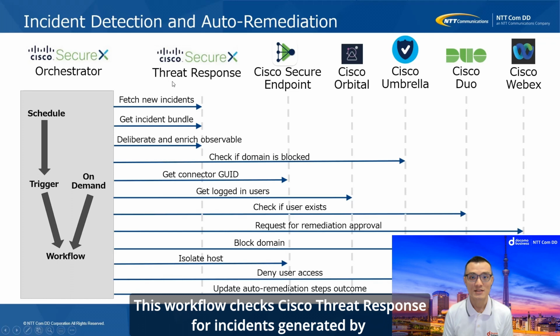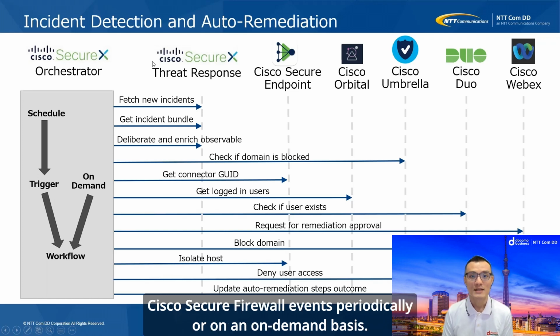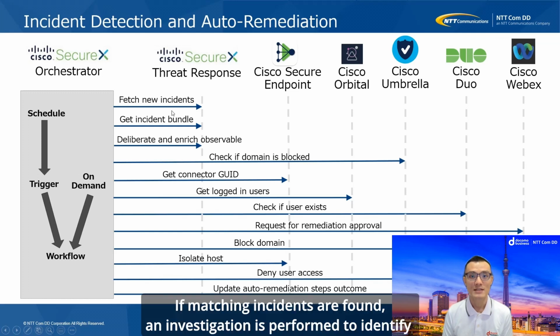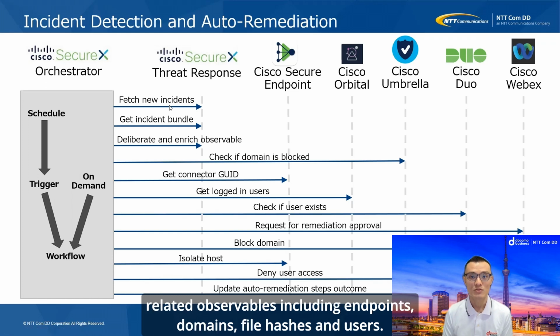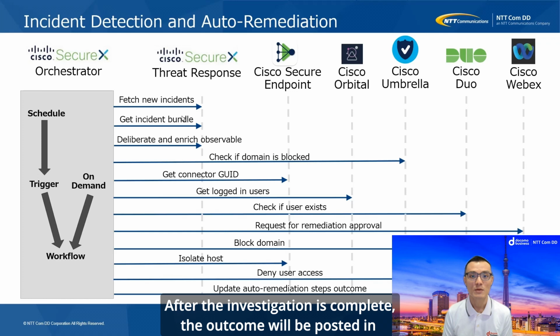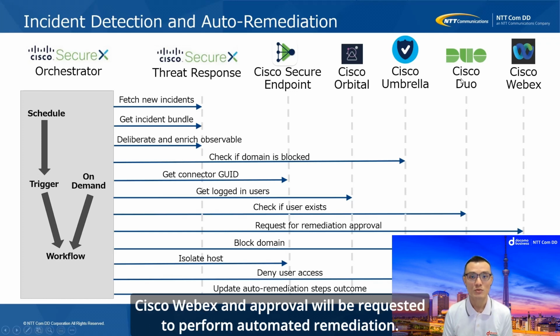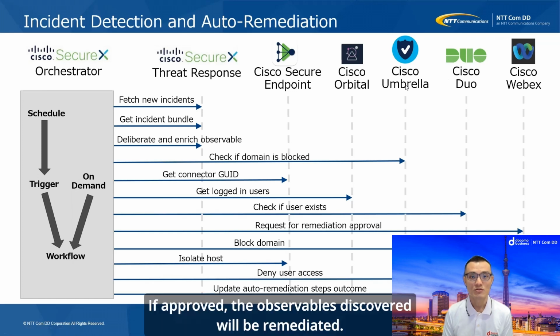This workflow checks Cisco Threat Response for incidents generated by Cisco Secure Firewall events periodically or on an on-demand basis. If matching incidents are found, an investigation is performed to identify related observables, including endpoints, domains, file hashes, and users. After the investigation is complete, the outcome will be posted in Cisco WebEx, and approval will be requested to perform automated remediation. If approved, the observables discovered will be remediated.